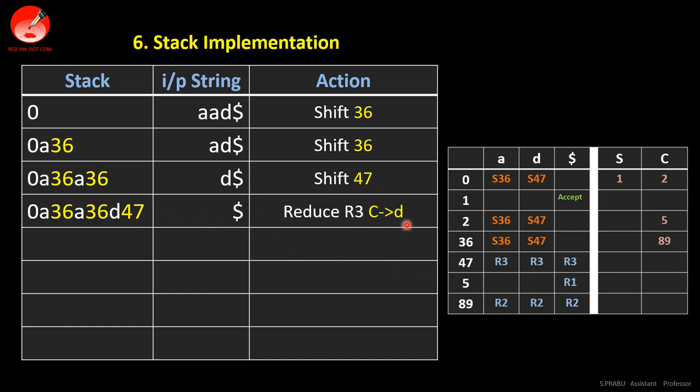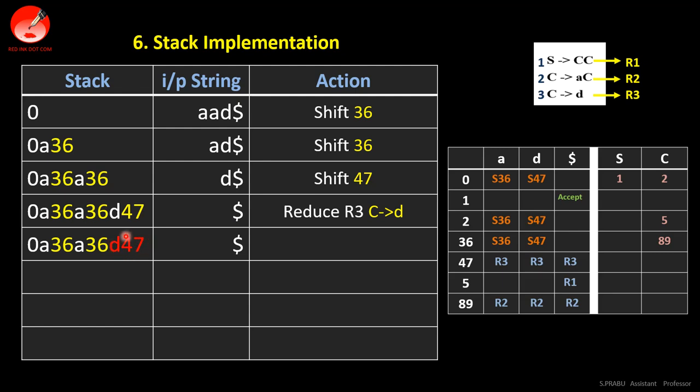Write the third rule here. This rule contains a single element, so you remove the two elements from the list. Remember that 47 is the single unit and the d is the second one. So remove these two elements and replace them with capital C here. Compare 36 versus C. 36 versus capital C is 89. So write 89 here. Compare 89 versus dollar. 89 versus dollar is reduce 2.